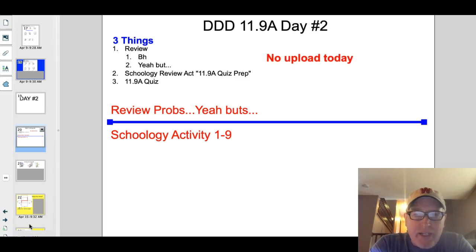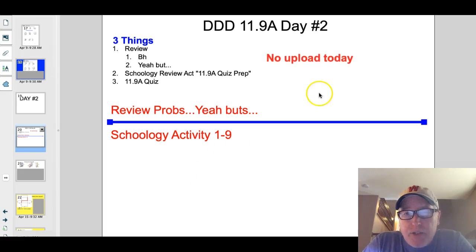This is 11.8 lesson, day number 2. We're going to be finding the volume of rectangular prisms. Again, we've got 3 things on the agenda. I'll have you do a little review action, which is basically some base times height problems, and then a couple of yeah-buts. Then I'm going to have you do a Schoology review activity. That'll be 9 problems long, and then the quiz. Put your yeah-buts on the top of the page and the review problems, and put your Schoology work on the bottom. Again, you don't need to upload this.